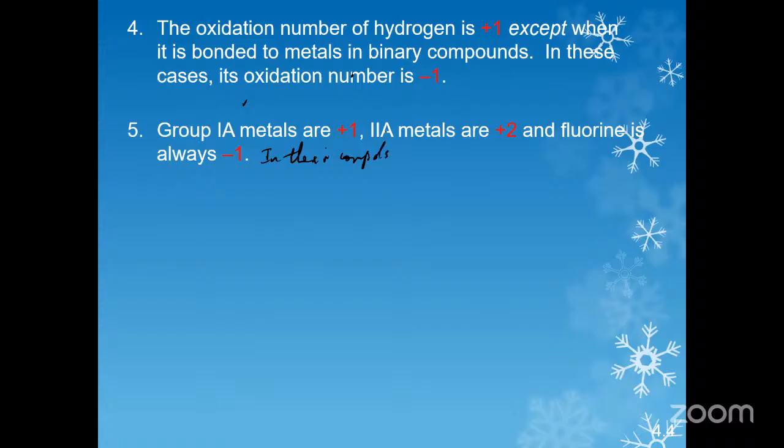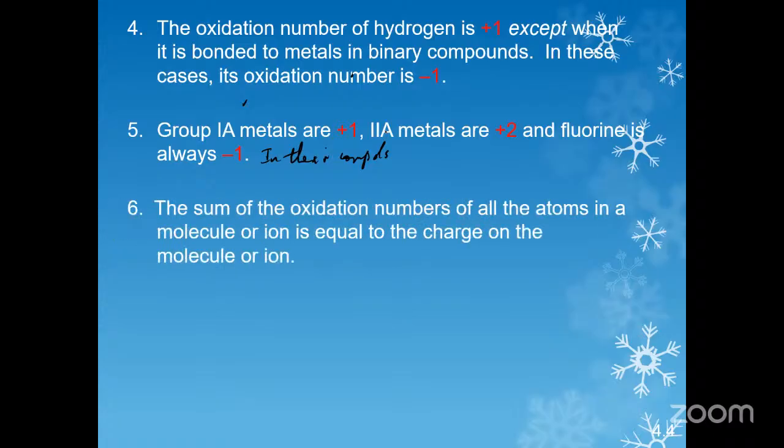All right, so group 1A metals, the oxidation number is +1. Group 2A metals, the oxidation number is +2. And fluorine is always -1, right? If fluorine is combined with anything, then its oxidation number is assumed to be -1. So those are some of the special rules for specific elements.